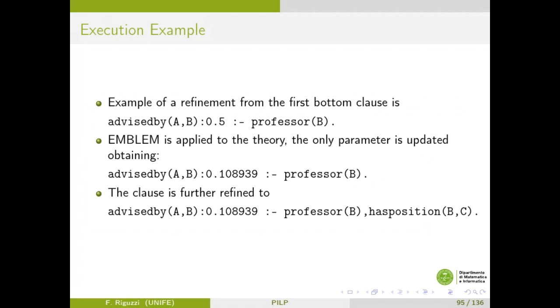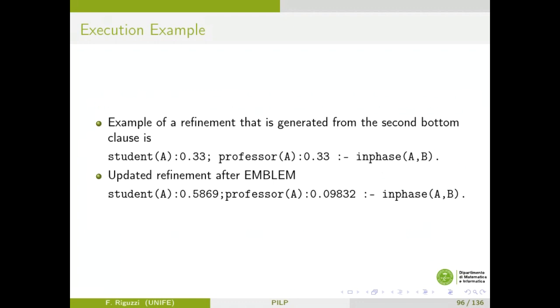So what happens is that by refining the previous bottom clause, you may get a clause of this form. This is scored by running EMBLEM, which sets the parameter to 0.10 and so on. Then the clause is further refined by adding another literal, and EMBLEM is run again to find the updated parameters, which are these. Okay, this is an example of a refinement for the second bottom clause. Again, EMBLEM is run again, and new values for the parameters are obtained.